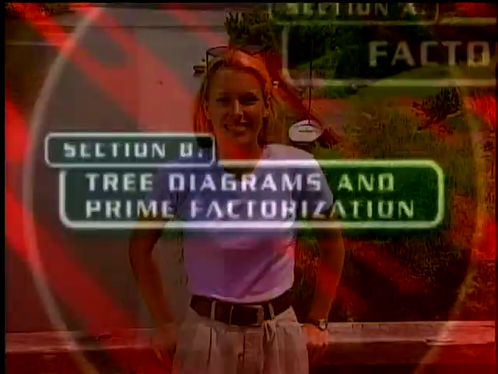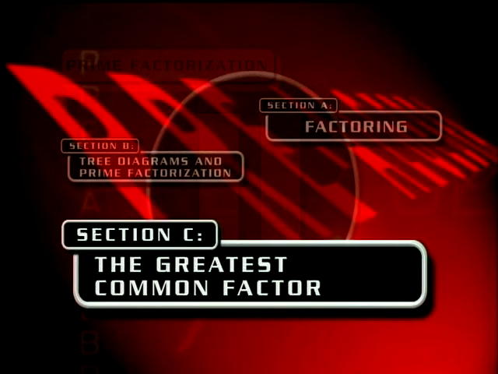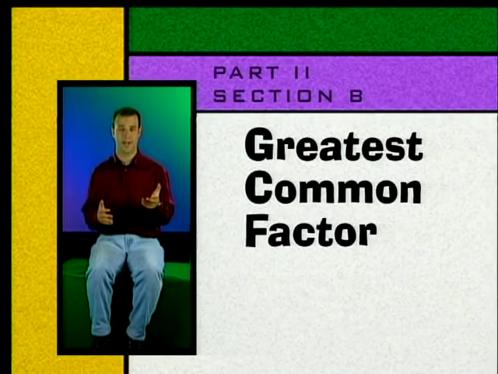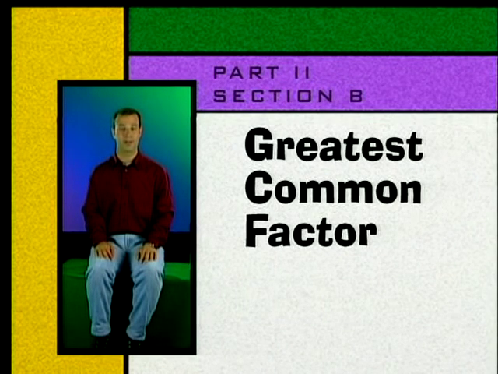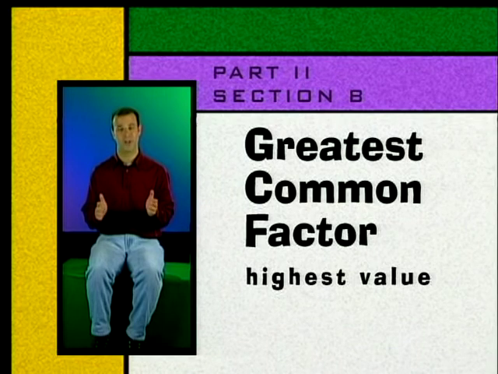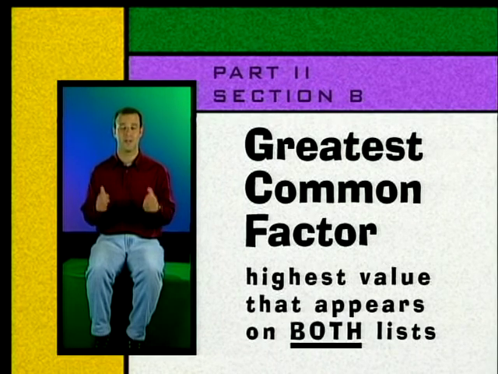Okay, now that we know how to find all the factors of a composite number and how to find prime numbers, let's step it up a notch. Section C, the greatest common factor. The best way to introduce the greatest common factor is to pick a couple numbers and factor them like we've been doing. The greatest common factor is going to be the factor with the highest value, or largest quantity, that appears in both lists of factors.